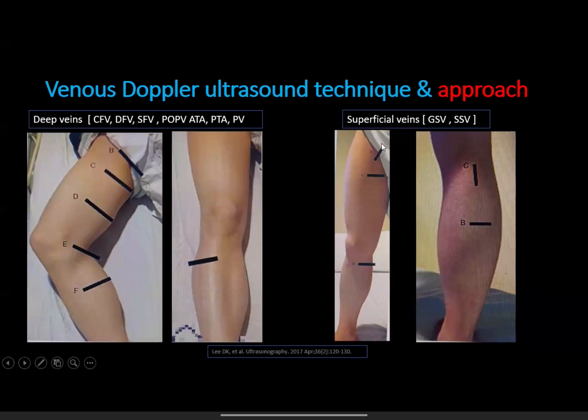For superficial veins, we begin our examination at the saphenofemoral junction, just below the inguinal region. Then we examine its tributaries, and then we see its anterior and posterior accessory veins, and then we see the great saphenous vein in its entirety up to knee level, and then in the lower leg. Then we see the small saphenous vein and the saphenopopliteal junction. Then we see it in the posterior calf and in its entirety up to the lateral malleolus.